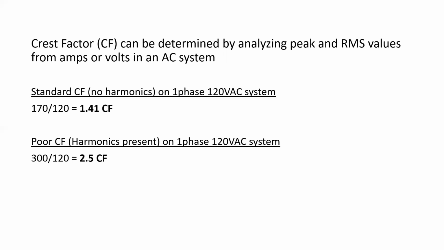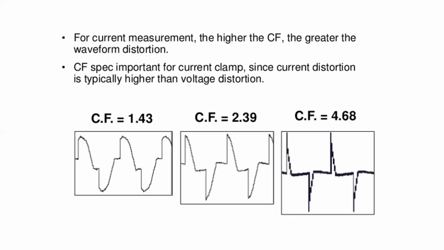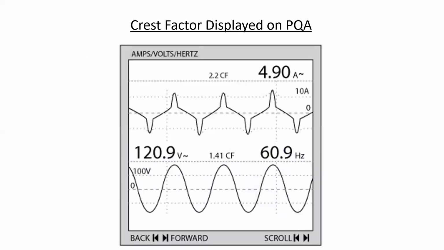Now, all this is doing is attempting to quantify in a numeric value to indicate to us the magnitude of harmonics that are present on the line. We can see here a crest factor of 1.43, 2.39, and 4.68. And as the number increases, the distortion on the overall fundamental sine wave is significant. Again, another display on a PQA indicating the distortion of waveform and the crest factor associated with it.